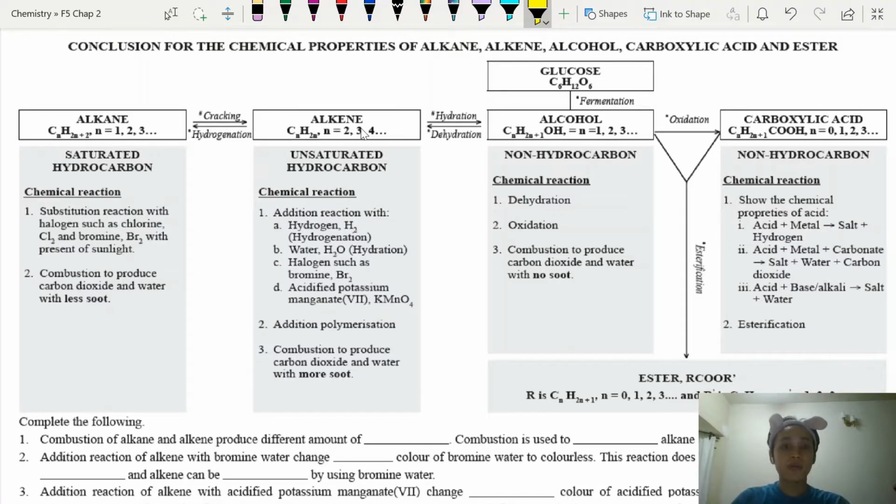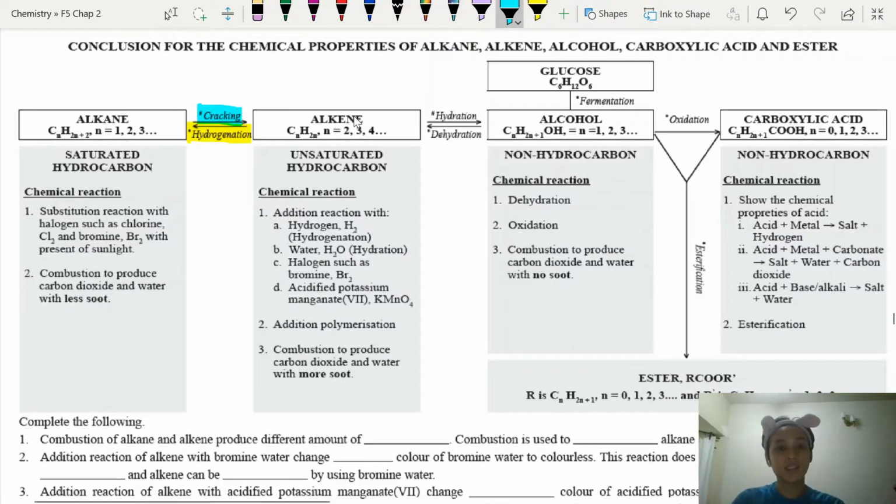All right, so we will start from alkene. If I want to change an alkene into an alkane, it's hydrogenation. Remember, hydrogenation means we add hydrogens in. So if I add hydrogens in, you change from an alkene to an alkane. Now for an alkane, if you want to convert it into an alkene, the process is called cracking.